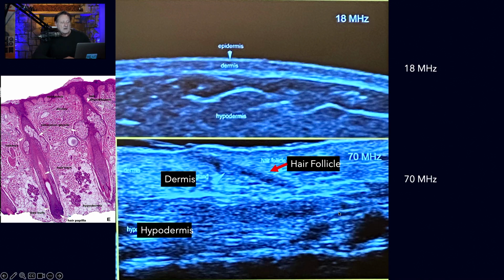So, you know, the darker structure here is the dermis, the whiter. And as it becomes more translucent in the hypodermis or subcutaneous adipose, the bulb is down in this region. So the overall depth of the skin isn't that great.